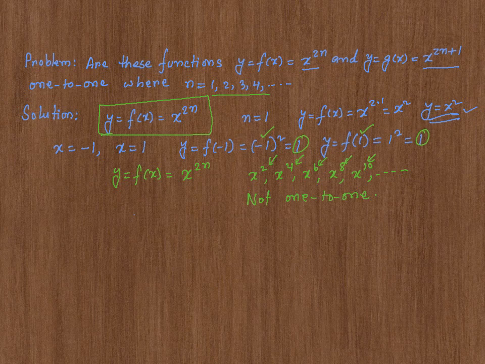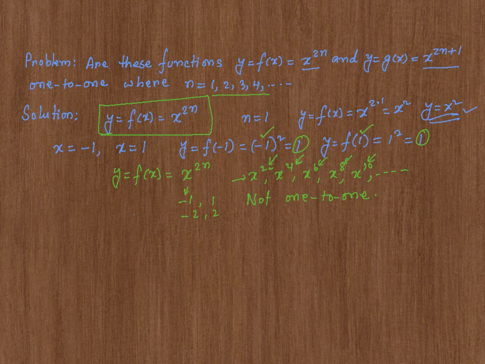Why is that the case? Because if you take negative 1 and positive 1 or negative 2 and positive 2, both of these are going to give you the same y value. Any number and its opposite is going to give you the same y value because of this even power. Because even power is going to kill this negative sign. So the end result is going to be positive.